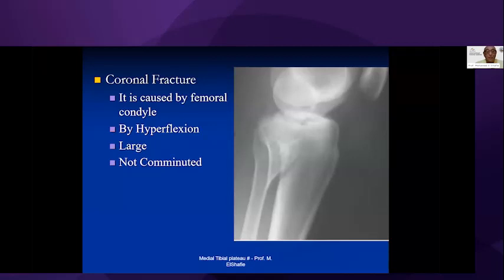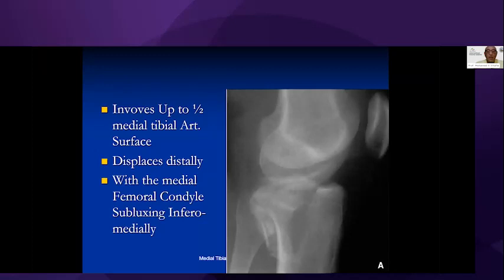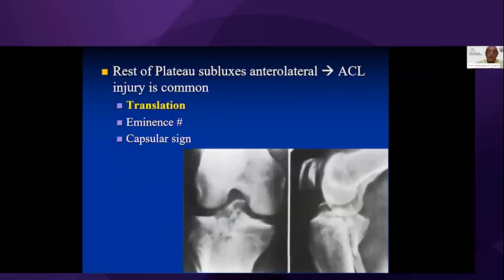The coronal fracture, as we see, is caused by compression of the medial femoral condyle in hyperflexion, and the fragment is always large, with no comminuted fragments. This coronal fracture occurs only in the medial plateau, probably because of the buttressing of the superior tibial joint to the lateral one. It may involve up to half or more of the medial tibial articular surface, and it displaces distally with the medial femoral condyle, subluxing with it inferomedially. And the rest of the plateau subluxes anterolaterally, with ACL injury being common.